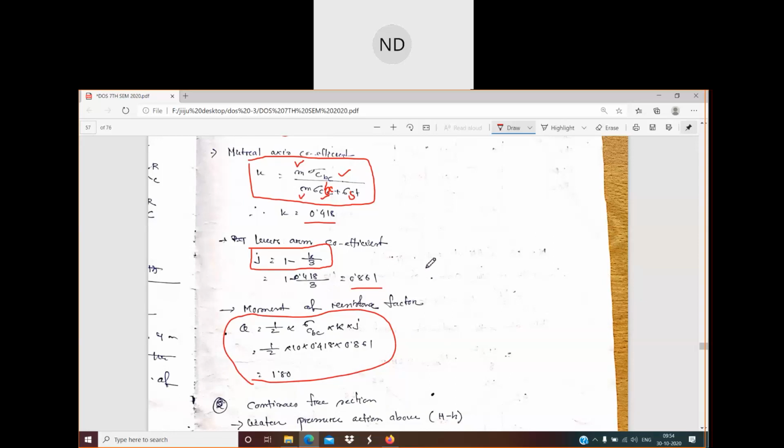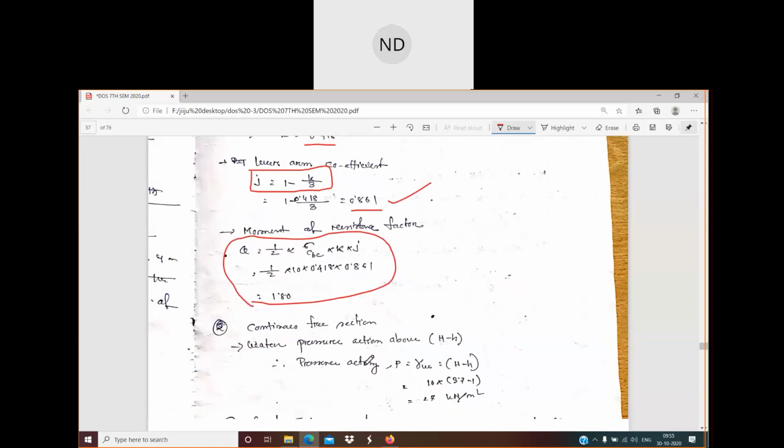Now using this lever arm coefficient, you can easily calculate your moment of resistance factor. The moment of resistance factor is given by half into sigma cbc into k into j. So put in the values of k, j, and sigma cbc and you will get your Q value, which is your moment of resistance factor. Why are we calculating this? Because with the help of this, the thickness of the tank will be taken.